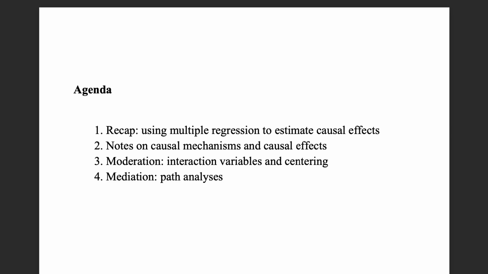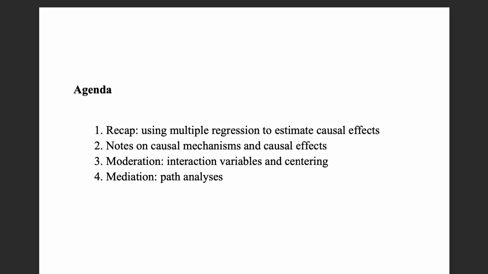So as always, I'll start with a bit of a recap, what we've learned and what we know now. When we talked last week a little bit more in depth about how we can use multiple regression to estimate causal effects, and to what extent can we do that? And under what conditions can we make stronger or weaker claims about causality?